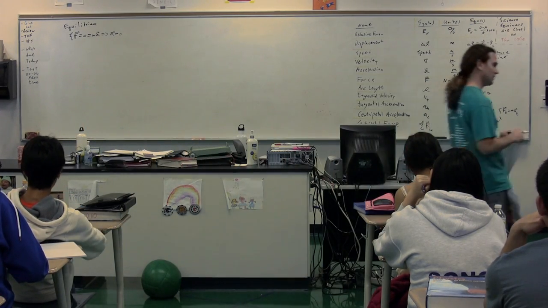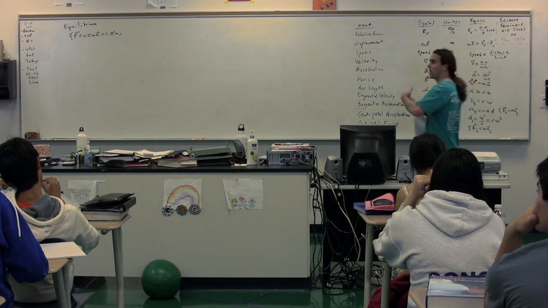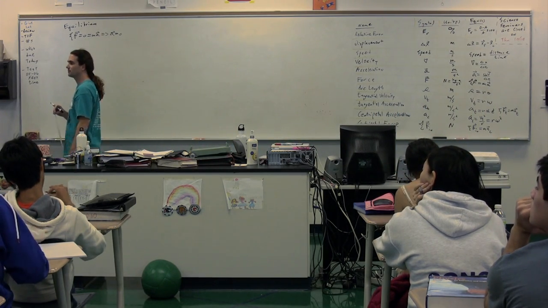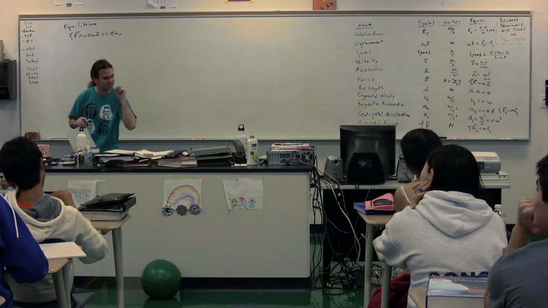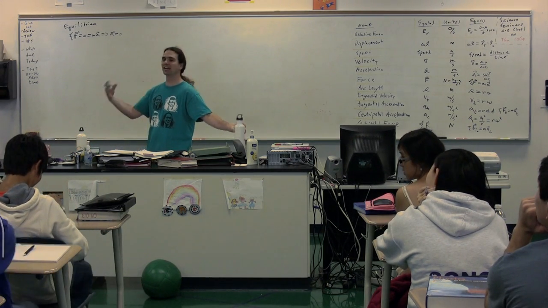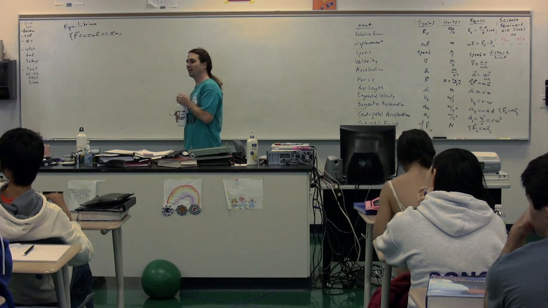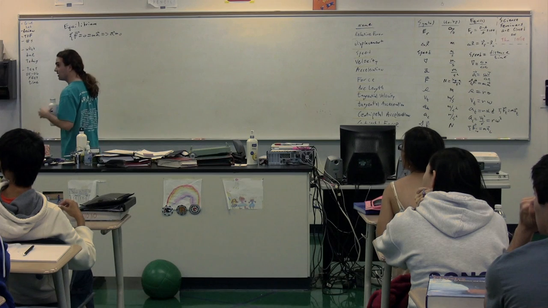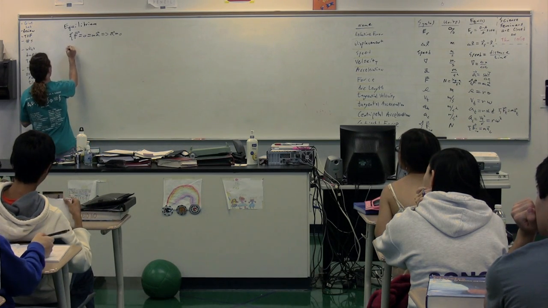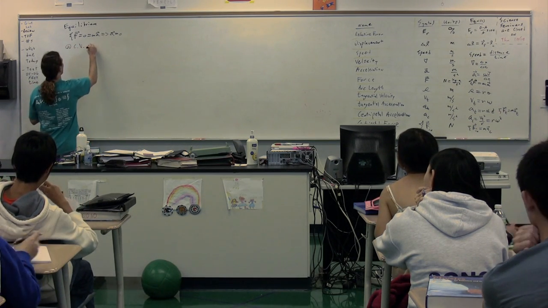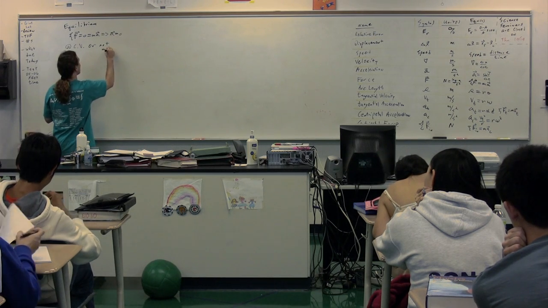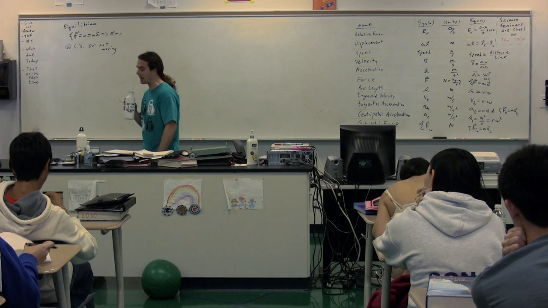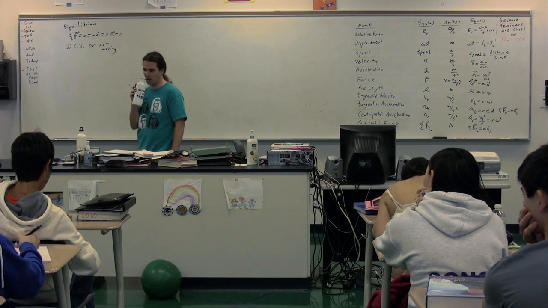My question, however, Mr. Reed, was to describe the motion of the object. Yes, it's not accelerating, but I need a little bit more. So it's either constant or not constant. What's constant? The velocity. So it's either at a constant velocity or it's not moving. That's what it means to be in equilibrium. The acceleration is equal to zero, therefore it's either moving at a constant velocity or not moving at all.